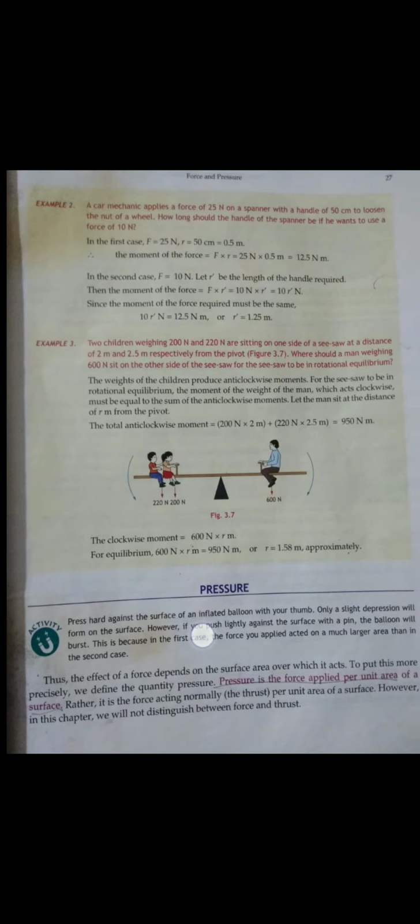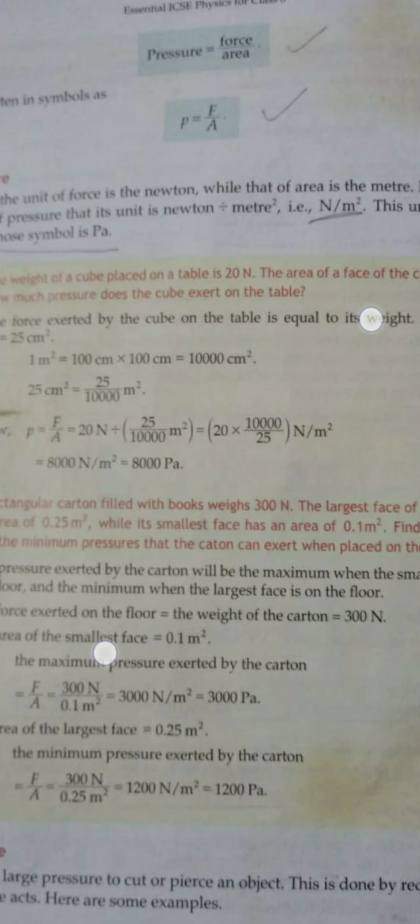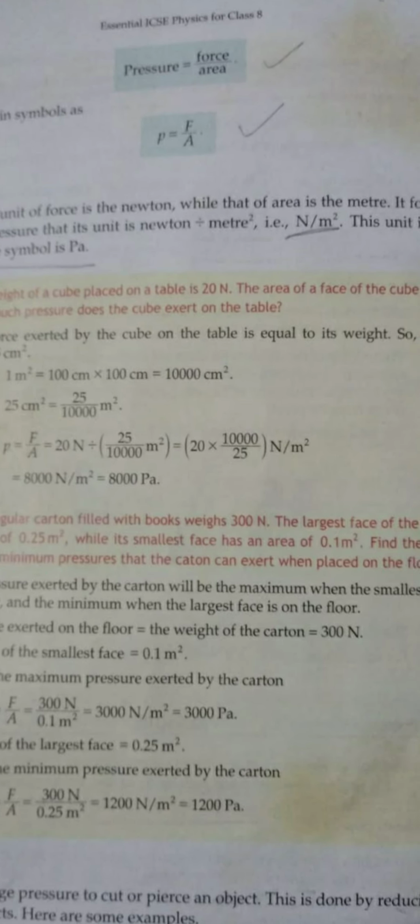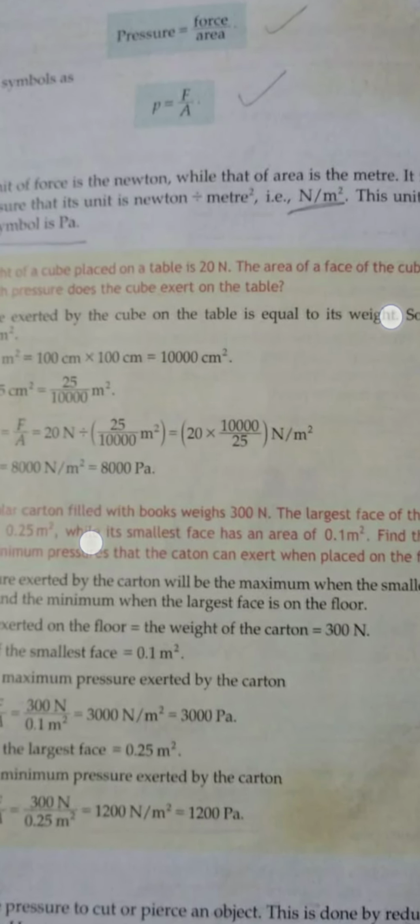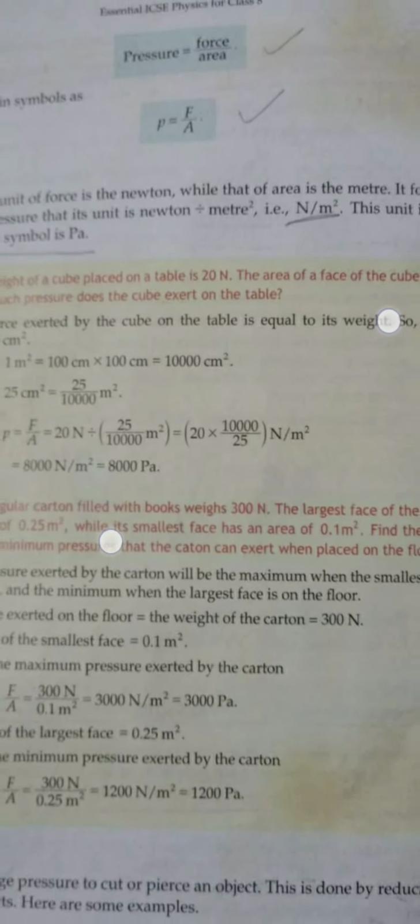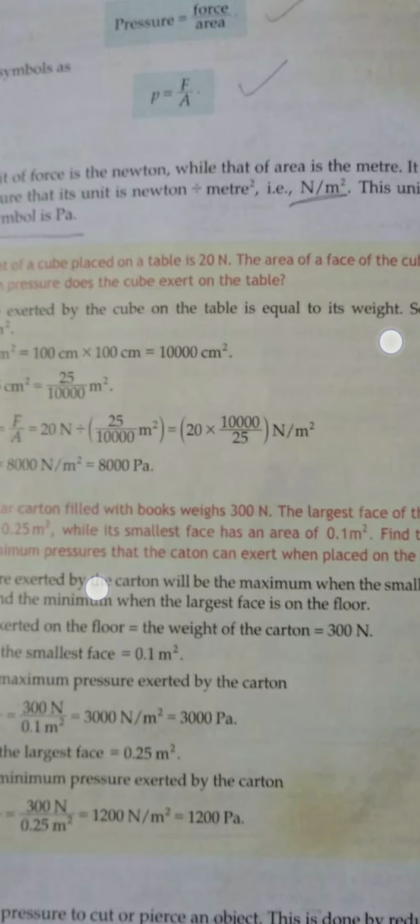When we say something per unit something, that means we'll divide it by that. So see here, pressure is equal to force upon area. Can you see it? Okay. So pressure is denoted as P. Here they are denoting it by small p. Okay, never mind.